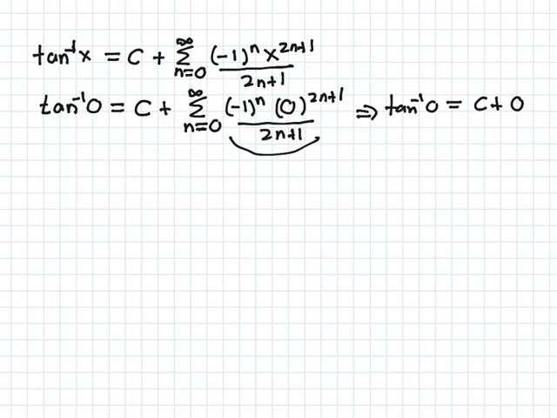What is arctangent of 0? What is the angle whose tangent is 0? That is, of course, 0. So 0 is equal to c. That's the constant. We have found the constant of integration to be 0.